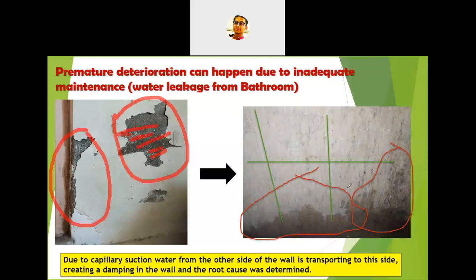the tiles they have used, they are not cleaning the tiles properly. They are not maintaining the tiles properly, and due to this, the sealant that they have used in between the two tiles is getting delaminated, and through these gaps, water and moisture is ingressing into the concrete system.